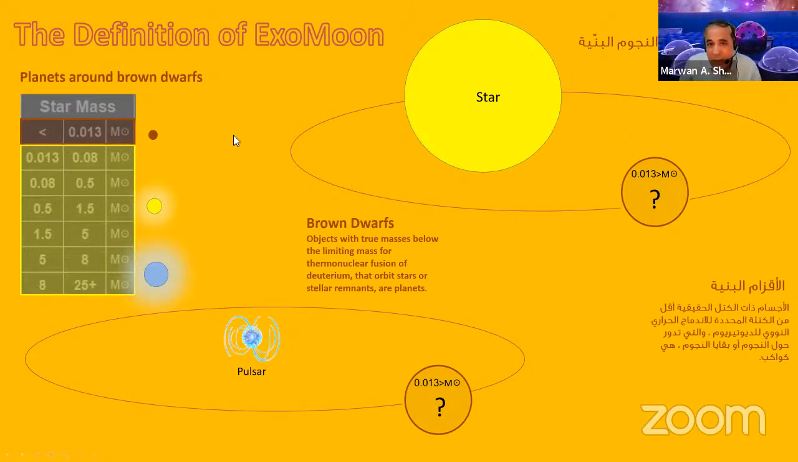If the object is less than this, then it can be considered to be a planet, regardless of whether it is orbiting a living star or orbiting a dead star like a pulsar. So we have to put this in account, and that is called brown dwarf planets. Why do we need to put this in consideration? Because if there is something orbiting this object, then we can call it an exomoon.